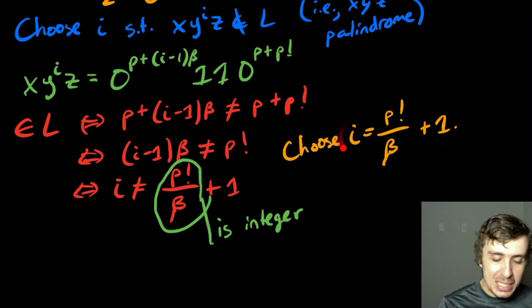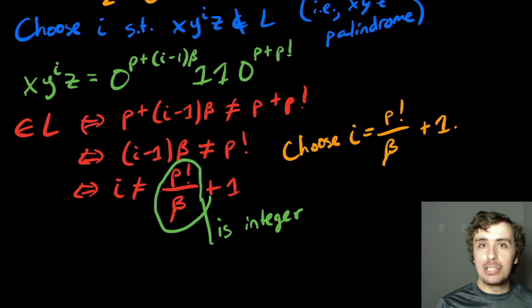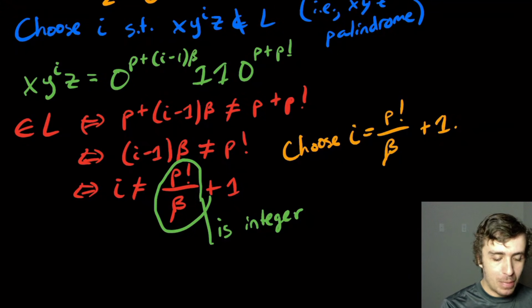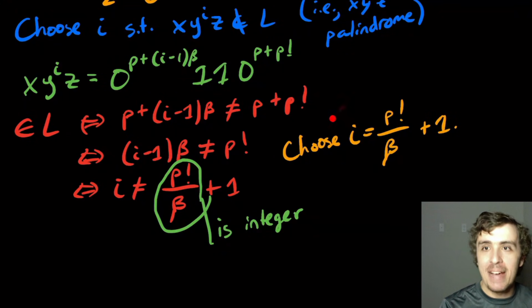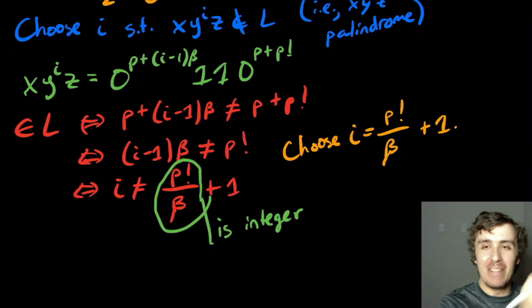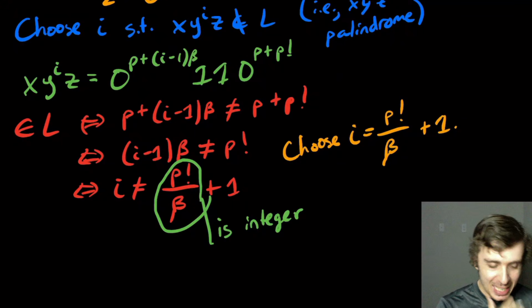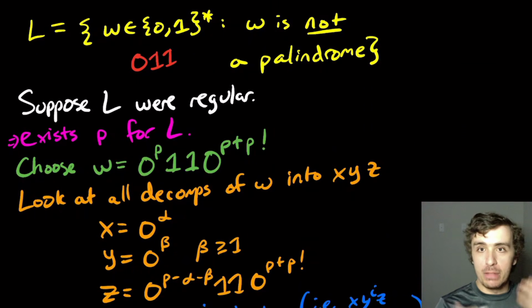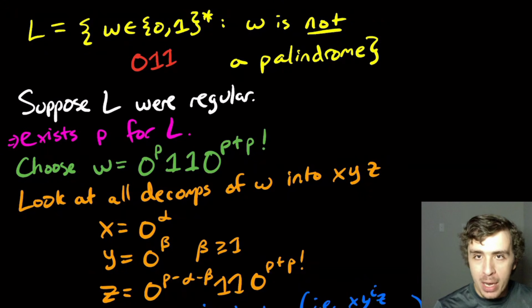Because this thing is an integer, that allows us to escape the clutches of the language and arrive at something that is a palindrome, but just barely, because you have exactly one value of i that works. It just barely holds on, but eventually allows us to get in there. So that's pretty cool. This was an application of the p factorial trick to show that this language of non-palindromes is not regular.